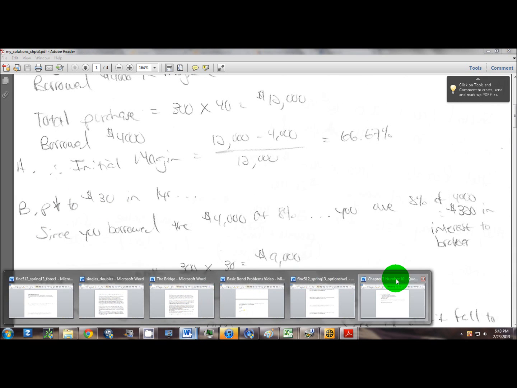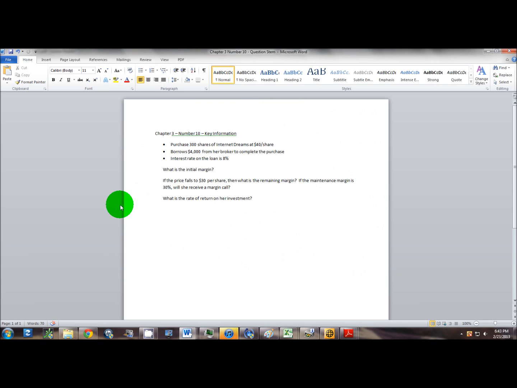So now, moving into the next problem I want to do, which I would label as more of a graduate level problem, would be Chapter 3, Number 10. Without reading the exact question to you, here's the key information you know. You buy 300 shares of a company named Internet Dreams at $40 a share. You borrow $4,000 from your broker to complete the purchase, and the interest rate on your loan is 8%.